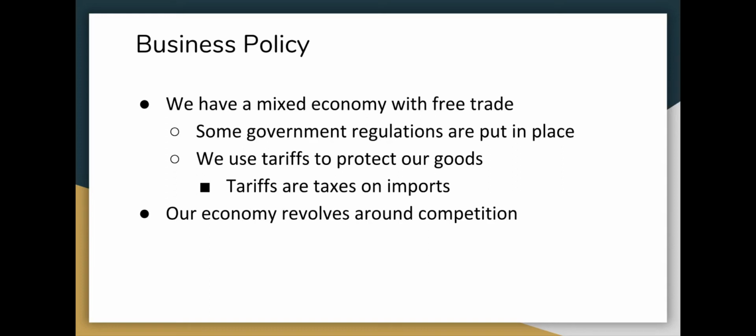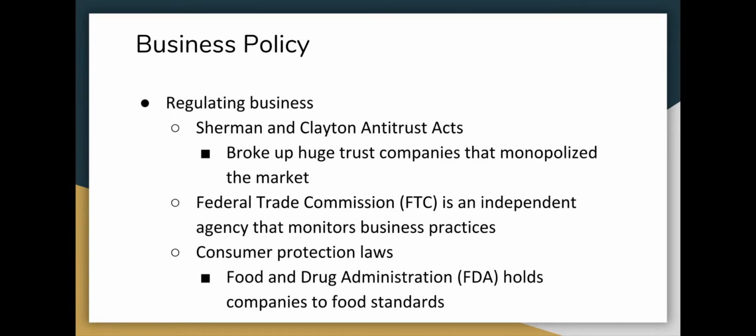And our economy is driven around the idea of competition, the competition to keep prices low and make the quality of products better. Some of the regulations that have been put in place, you have the Sherman and Clayton Antitrust Acts, whose goal is to break up monopolies. You have the Federal Trade Commission, or the FTC. It's an independent agency that monitors business practices.